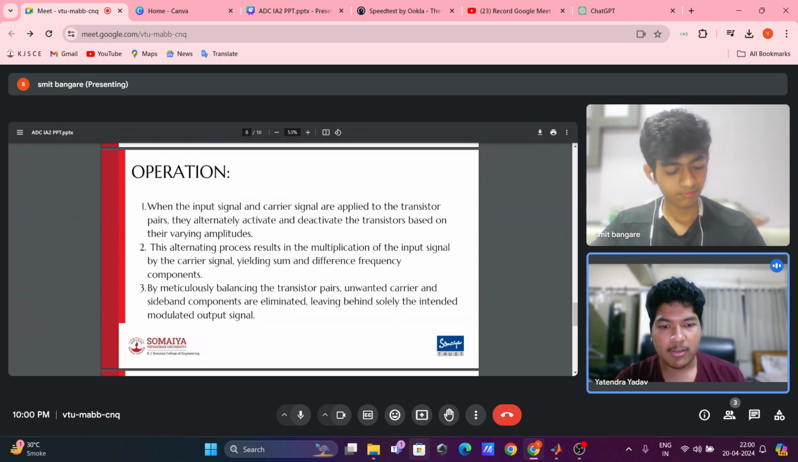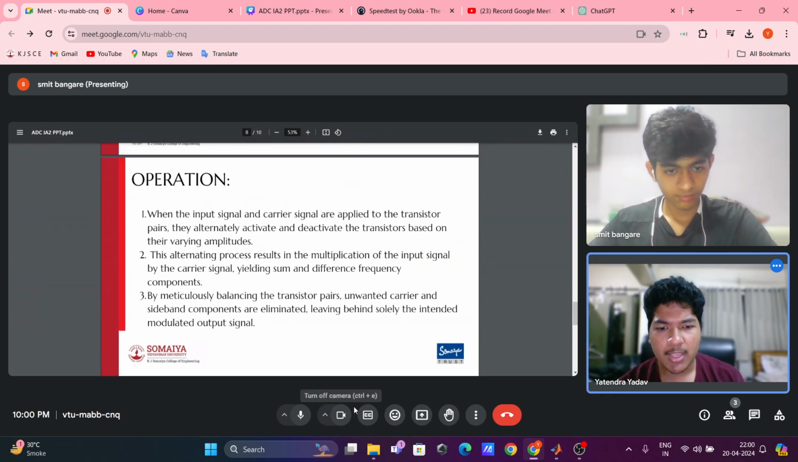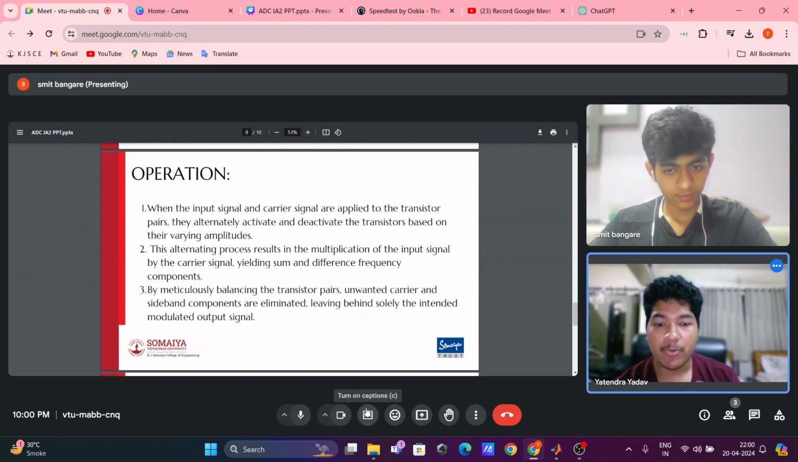Through careful balancing of the transistor pair, unwanted carrier and sideband components are eliminated, leaving only the intended modulated output signal.